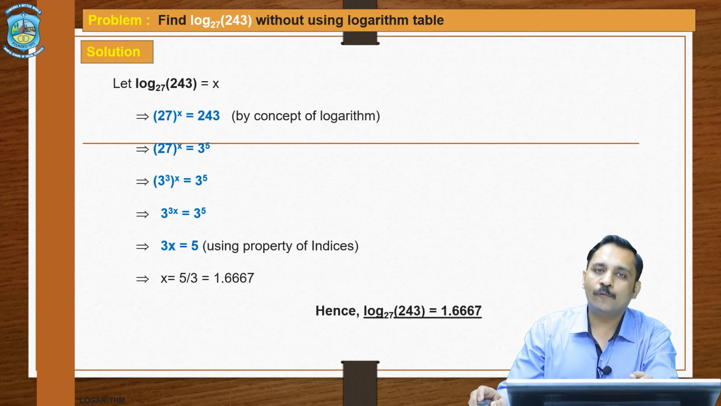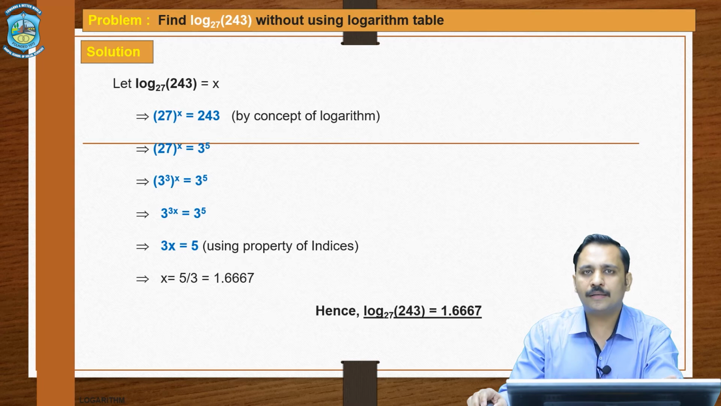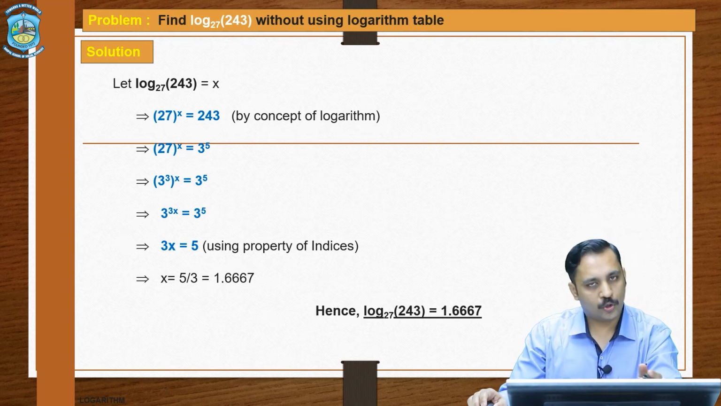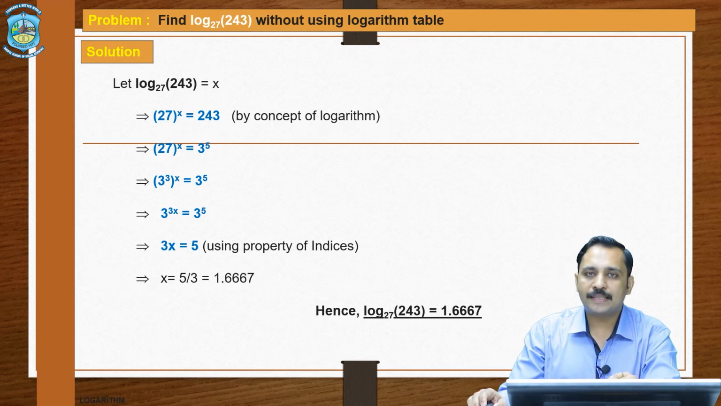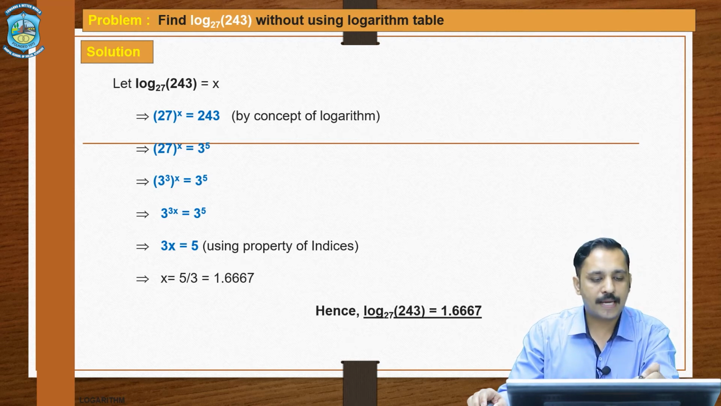Now we can write 243 in terms of powers of 3. That means we are finding the factors of n. Just try to divide it as if we are taking a simple LCM. We will get that the factorization of 243 in terms of 3 is 3 raised to power 5. We also know that 27 can be written as 3 raised to power 3. Putting the values, we have 3 raised to power 3 whole raised to power x is equal to 3 raised to power 5. That means 3 raised to power 3x is equal to 3 raised to power 5.